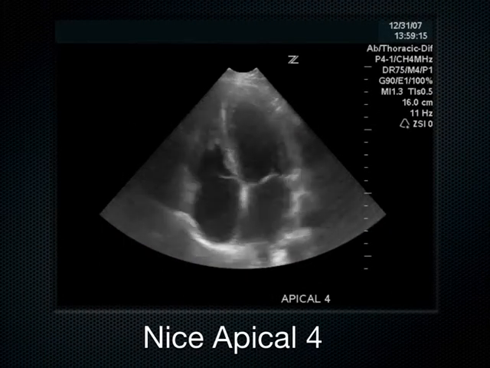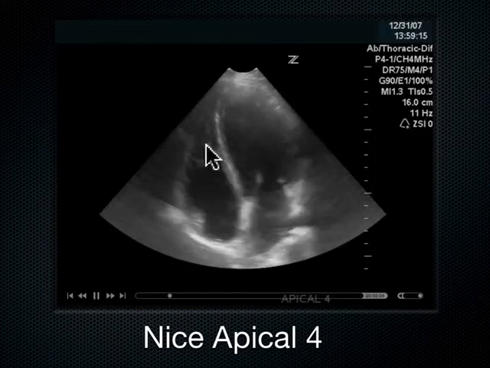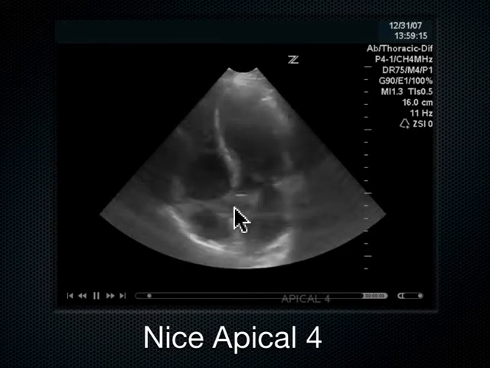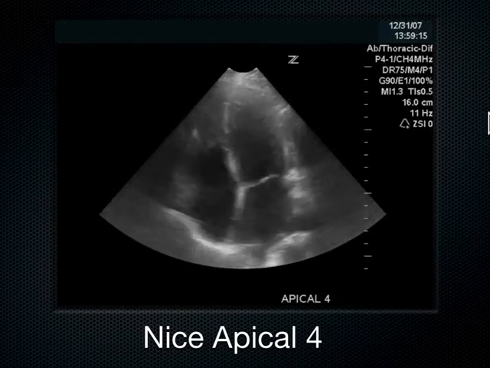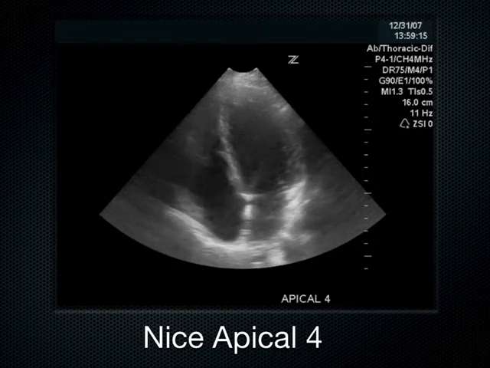This is an example here of just a nice normal apical four chamber view here. We see the LV, the RV with their corresponding atria down here. Just bask in that nice view. Tell me what you think. Are we ready to move on?